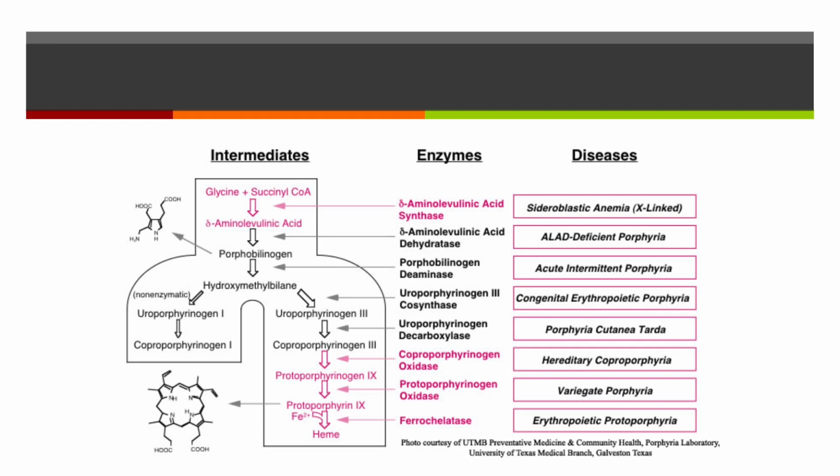CEP, the one with the red teeth, presenting in young kids, that's going to be a mutation in uroporphyrinogen III cosynthetase. PCT here is next, as well as HEP being shared with this enzyme. The enzyme is uroporphyrinogen decarboxylase, or UROD. HCP, or hereditary coproporphyria, is going to be shared with the enzyme coproporphyrinogen oxidase. Variegate porphyria is going to be noted with protoporphyrinogen oxidase. And then EPP, erythropoietic protoporphyria, is going to be noted with ferrochelatase.